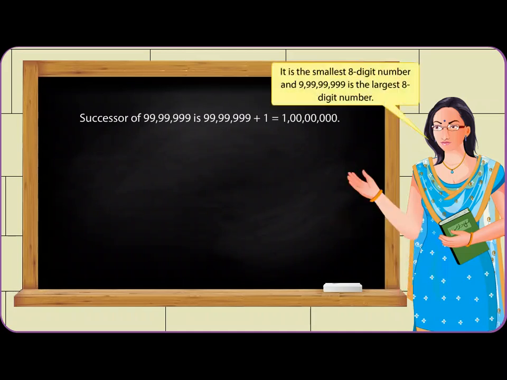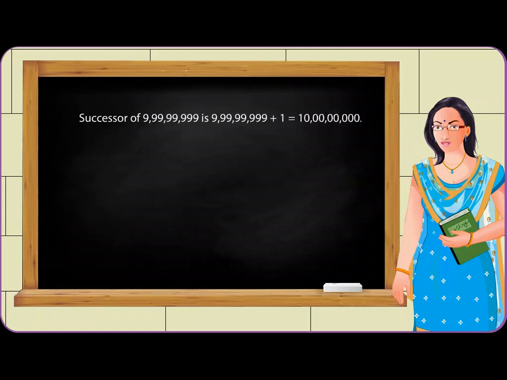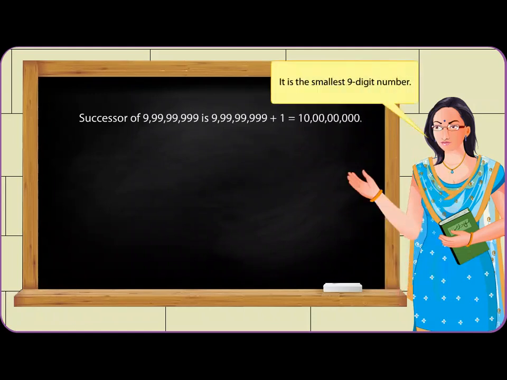It is the smallest 8-digit number and 9,99,99,999 is the largest 8-digit number. Successor of 9,99,99,999 is 9,99,99,999 plus 1 is equal to 10 crore. It is the smallest 9-digit number.